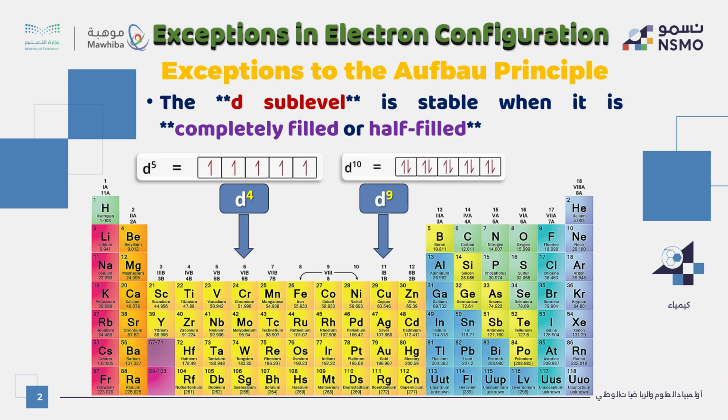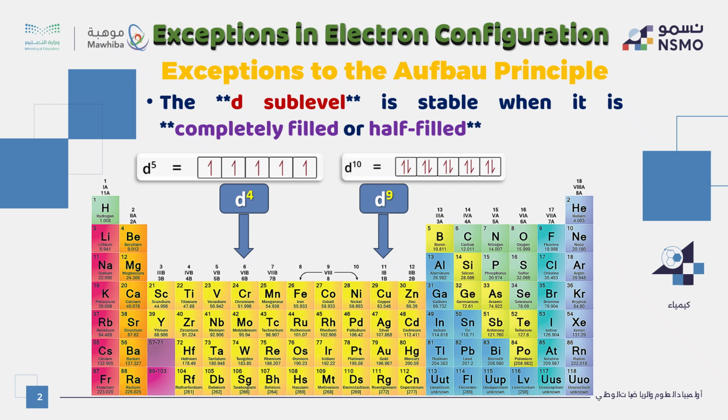Explanation: copper moves one electron from the 4s orbital to the 3d orbital, resulting in a completely filled 3d sublevel, d10, which is highly stable, a lower overall energy state for the atom. This makes copper another classic exception to the Aufbau principle.